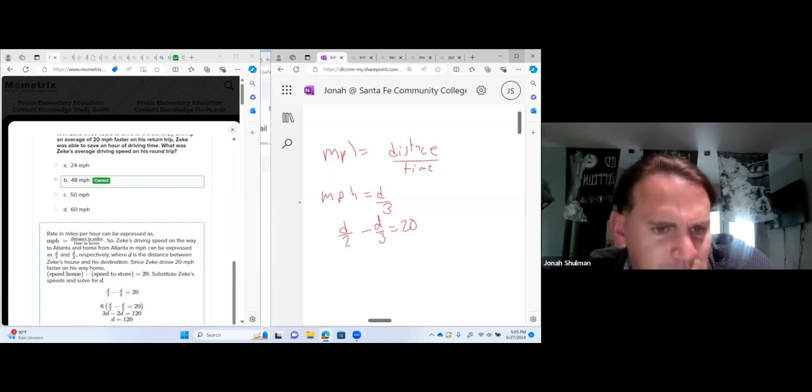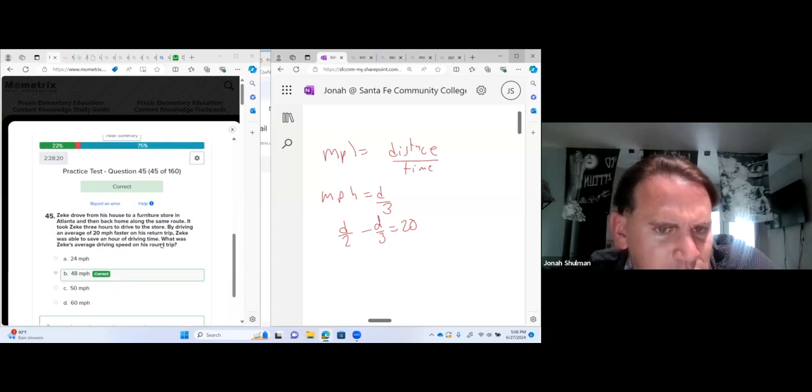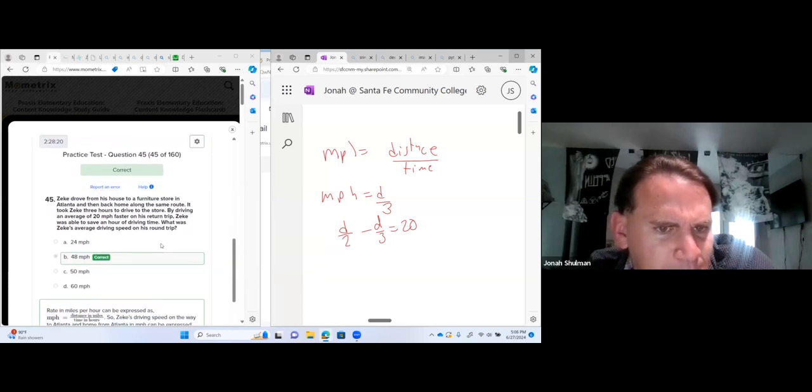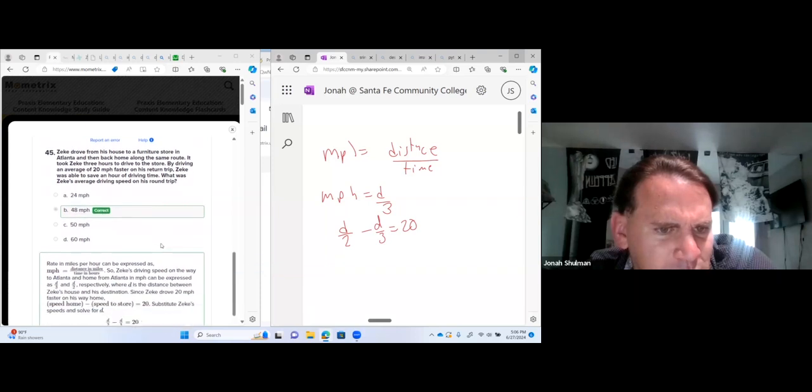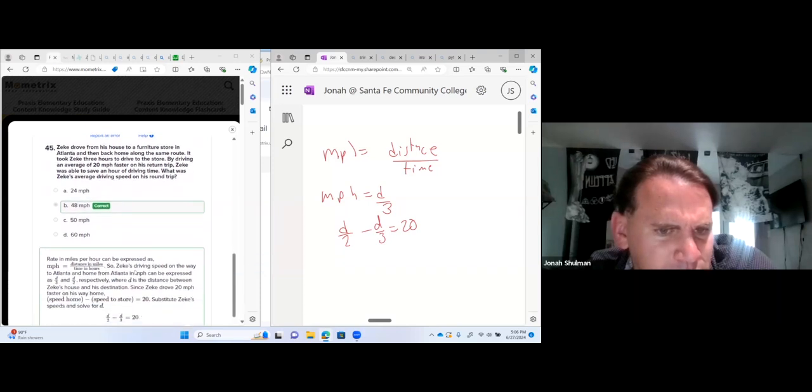So let's think about this. And why do we have 6? 3 hours to drive to the thing. Okay. No, for 9 plus 53. Where D is the distance between the 2 houses. He drove 20 miles faster on his way home.